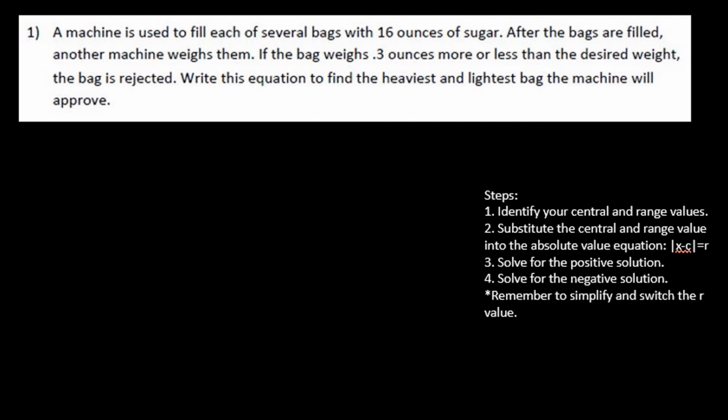So we want to write this out, and there are some steps here. It says identify your central value and range value. Your central value is like the middle, or where we want to be. When we read this question, we see that our central value is 16 ounces of sugar, because this is what we want. So we're going to say that our c equals 16. Our range value is how we can go above or below, plus or minus. Like it says here, 0.3 ounces more or less, so our range would be 0.3.